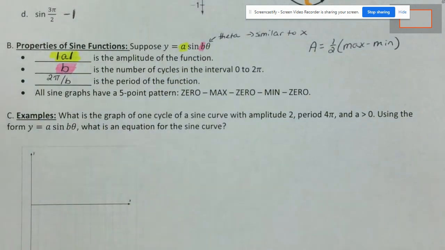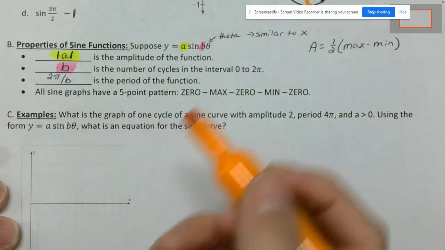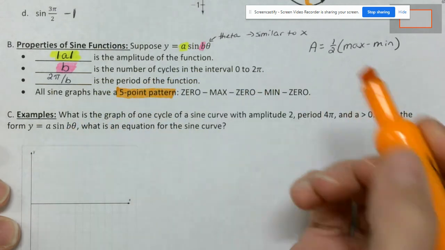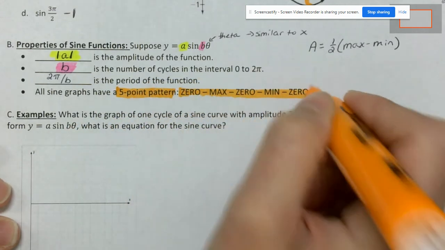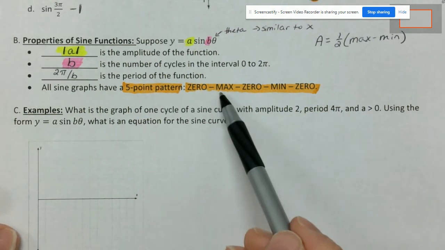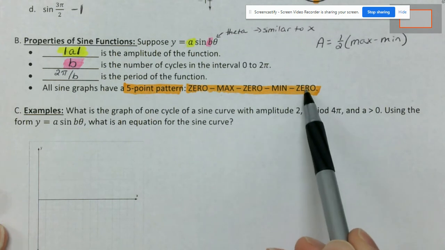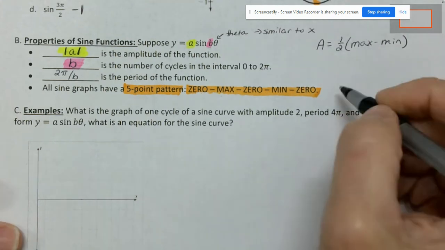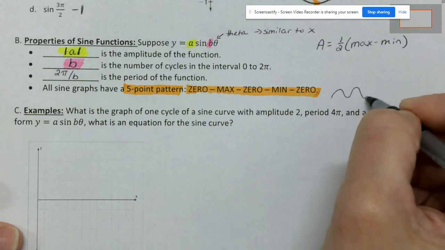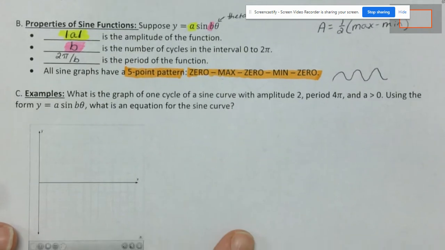And this right here is super important to know with sine graphs. This is the pattern for a sine graph. All sine graphs have a 5-point pattern, and that pattern is this. They'll be at 0, which is on the x-axis. Then they go to a max, they go back to 0, then they go to a minimum, and then they go back to 0. So in other words, they do something like this. They follow that same path over and over, same cycle.